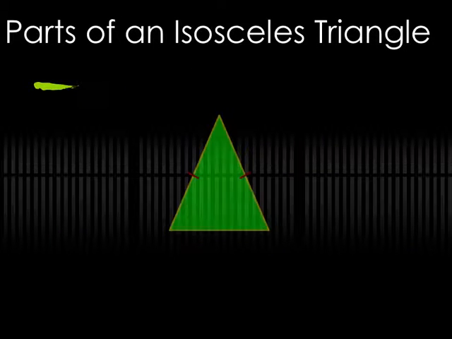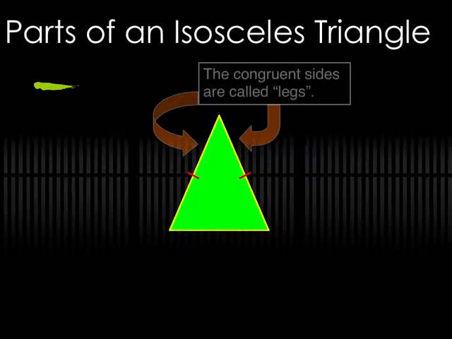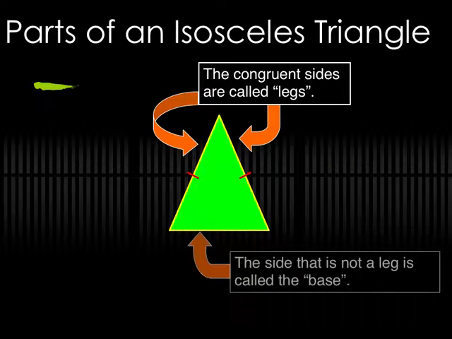Alright, so let's talk about that isosceles. There's the stereotypical isosceles triangle. Two sides congruent. What are the congruent sides called? We'll call them legs. And the non-congruent side? We're going to call it the base.